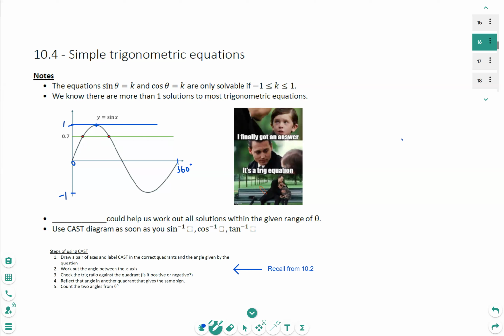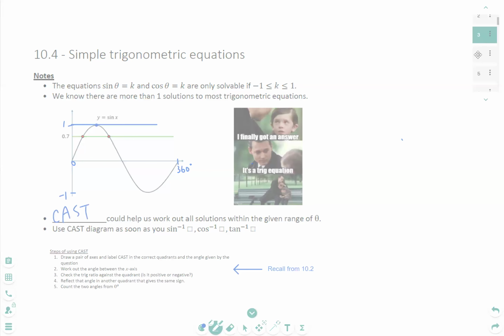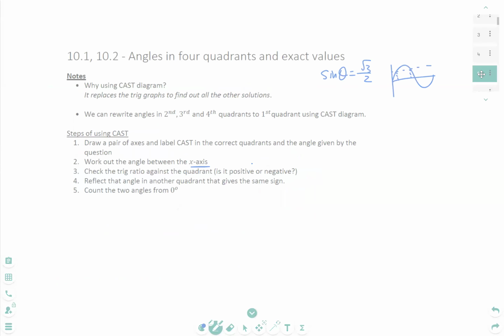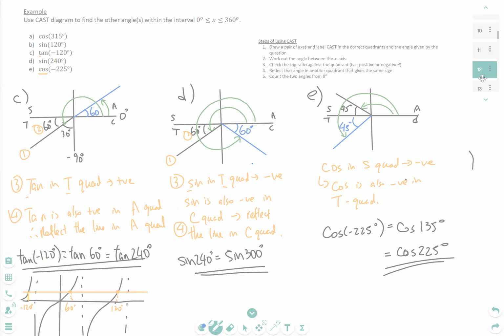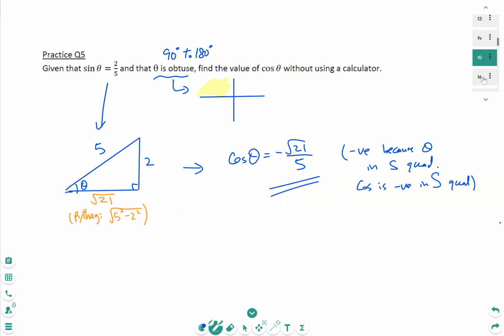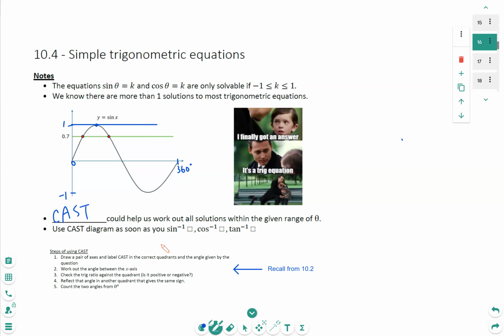So what could help us to find all solutions? Obviously, the CAST diagram, and hence the importance of learning how to use it, because we'll be using it today. If you forgot how to use the CAST diagram, I would suggest you go back to the previous lesson on 10.1 to 10.2, where we learn how to use it. So without further ado, oh, by the way, use the CAST diagram. This is very, very important.